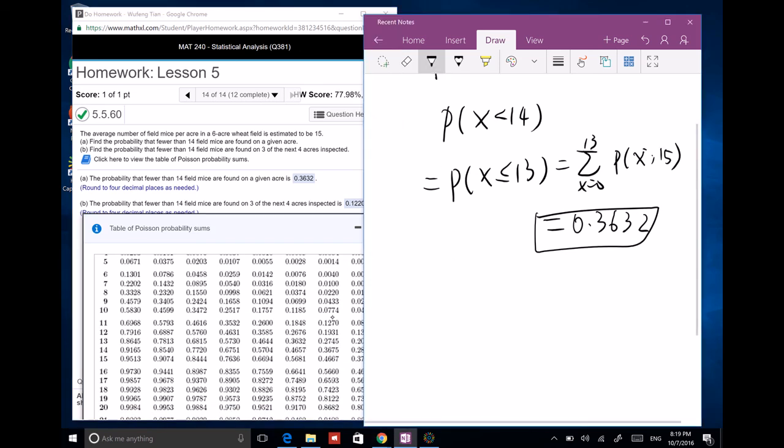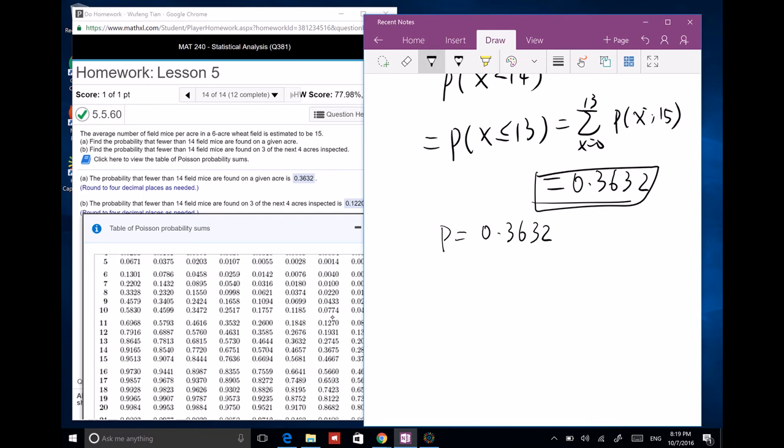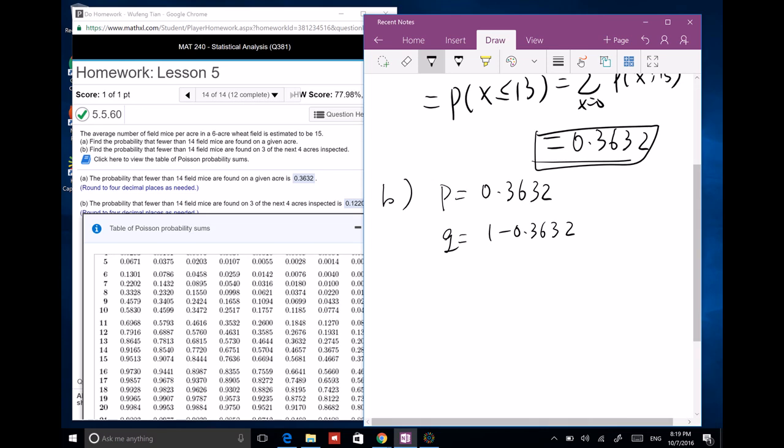Next one. What is the probability that fewer than 14 field mice are found on 3 of the next 4 acres inspected? We have the probability for a given acre, the probability of fewer than 14, which is 0.3632. Now, 3 out of the next 4 is a binomial distribution again, and q equals 1 minus 0.3632.